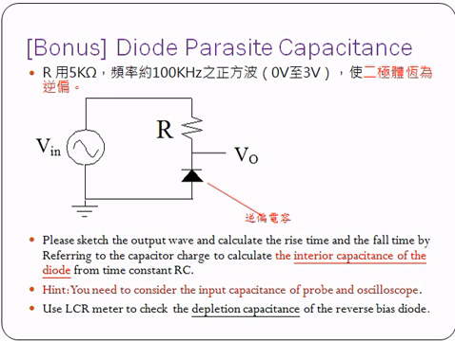Then is the second bonus lab. We'll measure the parasitic capacitance of the diode. Construct the circuit and calculate the rise and fall time to calculate the capacitance using the RC timing. Then measure the capacitance using the LCR meter. You will find that the calculated value is larger than the measured one because of the input capacitance of the oscilloscope.